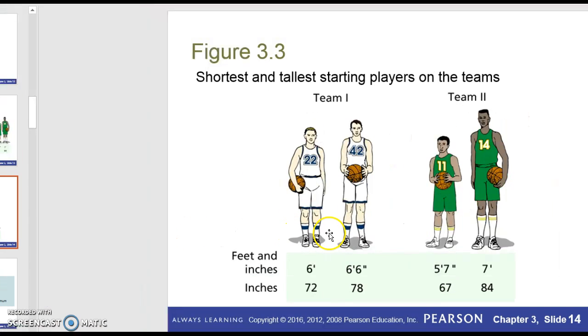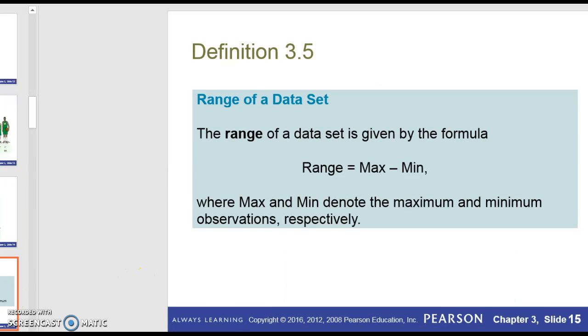So let's take a look first of all at their highest and lowest person and find their range. The range is the distance from the highest person to the lowest person, or the highest number to the lowest number. You can see with this white team it's 78 minus 72, so their range is going to be 6. But on the green team, from 84 to 67, if we subtract those, that's a range of, I think, 17. And so the range is a good way to measure how varied data is.